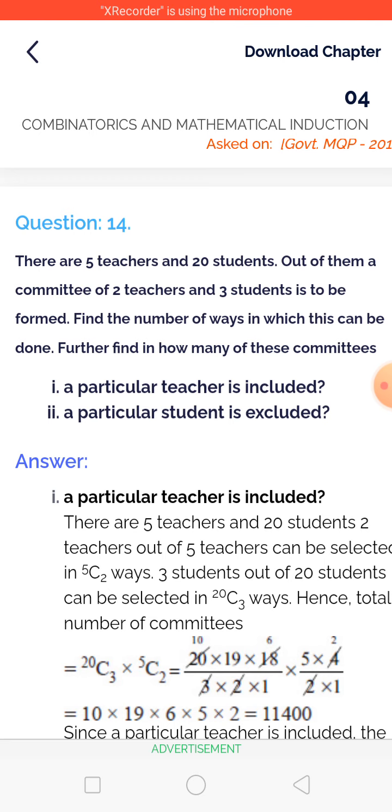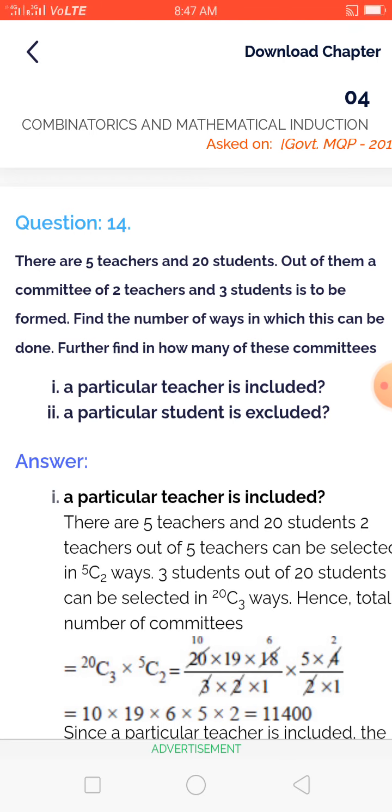Okay, there are 5 teachers and 20 students. Out of them, a committee of 2 teachers and 3 students is to be formed. Find the number of ways in which this can be done. So there are 5 teachers and 20 students. We want to form one committee that needs 2 teachers and 3 students only. 2 teachers out of 5, 3 students out of 20. Correct?